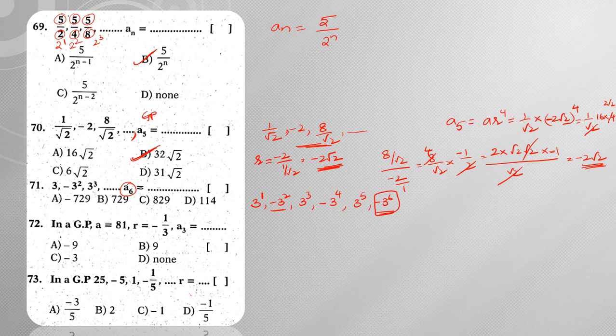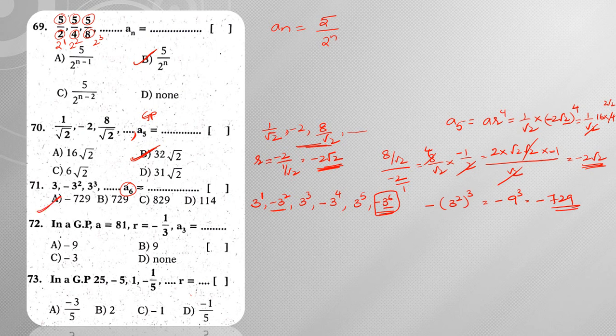Then what is the value of minus 3 power 6? How can I write this minus 3 power 6 as minus into 3 power 6? So 3 power 6 I can write as 3 square whole cube. 3 square whole cube is nothing but minus 9 cube. So minus 9 cube is nothing but minus 720.